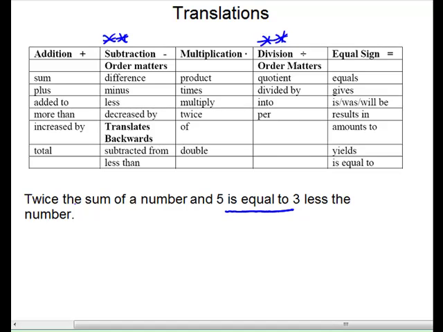So twice the sum. Right, so this one is going to need parentheses because I have 2 operation words back to back. My sum will go in the parentheses. Here's my separator, a number and 5 is equal to, breaks it up, 3 less the number. It's just less. It's not less than. 3 minus, you need to use the same variable. And there you have an equation translated.